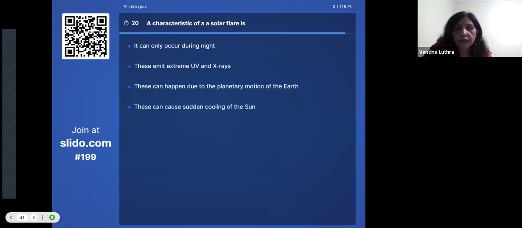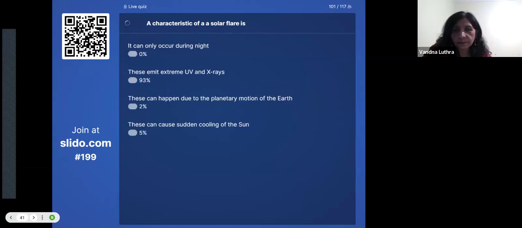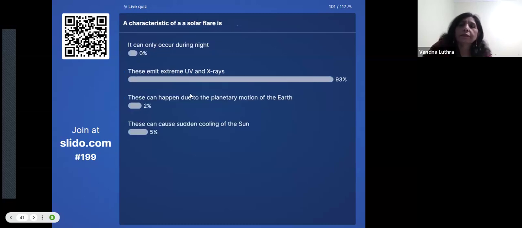Moving further on, a characteristic of a solar flare is: it can only occur during night, these emit extreme UV and X-rays, these can happen due to planetary motion of the Earth, these can cause sudden cooling of the sun. So the correct answer is by 93%. These emit extreme UV and X-rays.